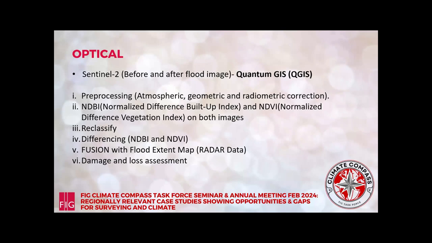This gave us the output maps that we have, showing the difference between where the flood was before and after flood, how the vegetation looked before and after flood, and how the built-up came to be after the flood, compared to how it was before the flood. Then the next step was fusion with the flood extent map. Then finally, damage and loss assessment. Next slide.